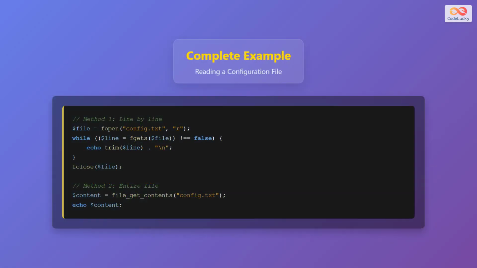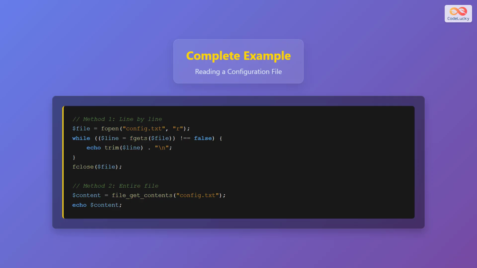Here is a complete example of reading a configuration file. We'll demonstrate two methods. Method 1 reads the file line by line. First, we declare a variable named file and assign it the result of fopen with parameters config.txt and r. This attempts to open the file named config.txt in read mode. Next, we use a while loop that continues as long as the line variable is equal to the result of the fgets function with the file variable is not equal to false. In the body of the loop, we simply echo the results of the trim function with the line variable and add a new line character. After the loop, we call the fclose function to close the file variable.